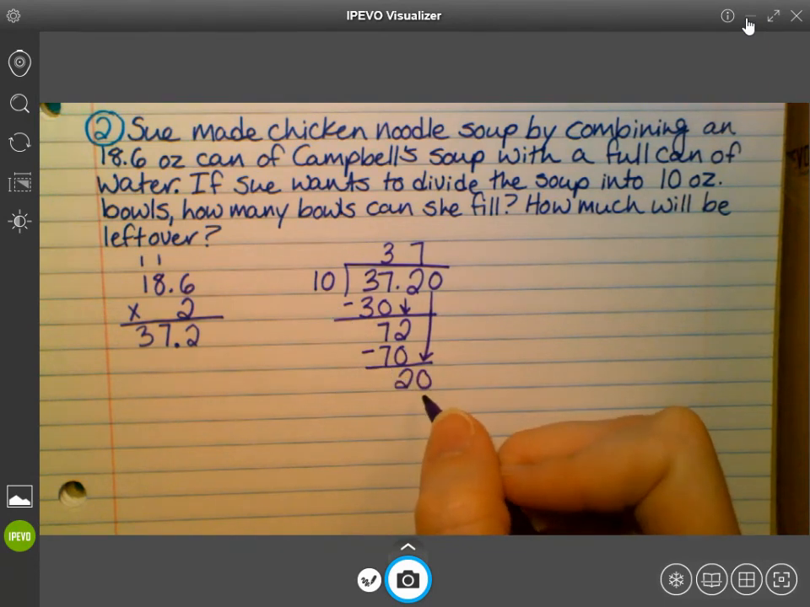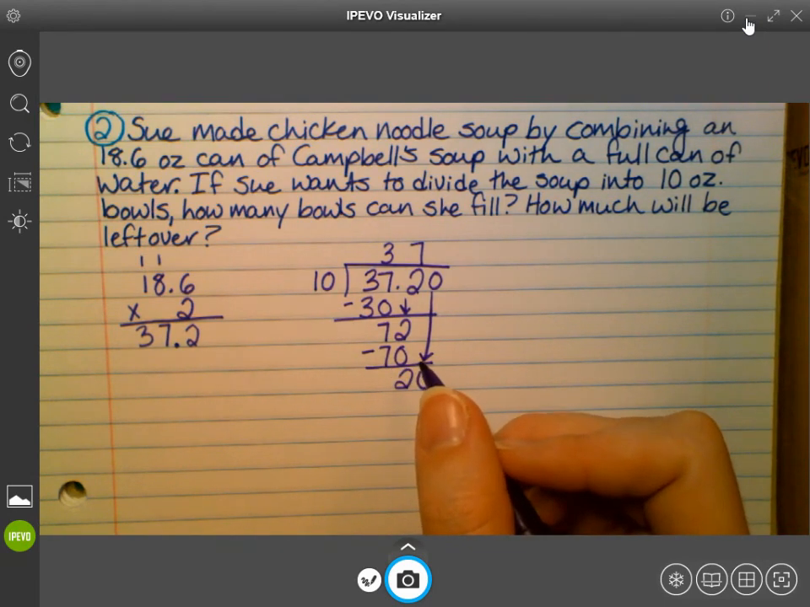10 goes into 20 how many times, 5th grade? Show me on your hand. It goes in 2 times.